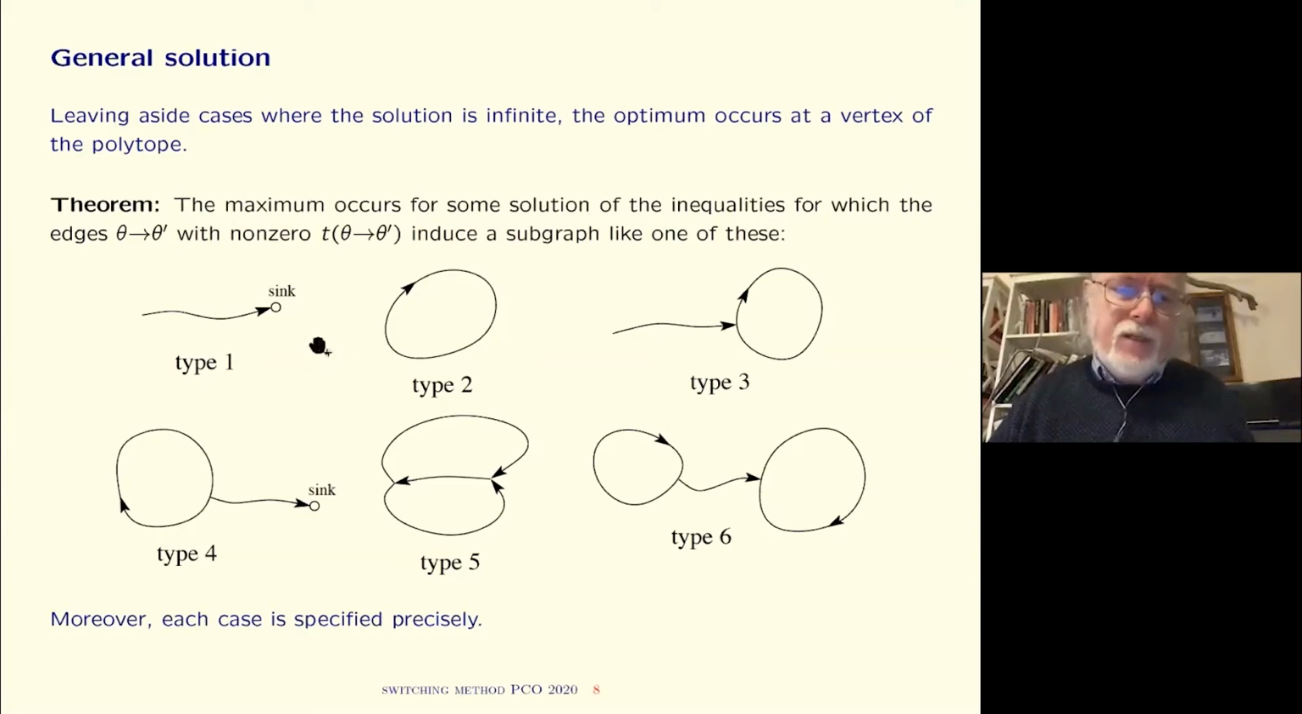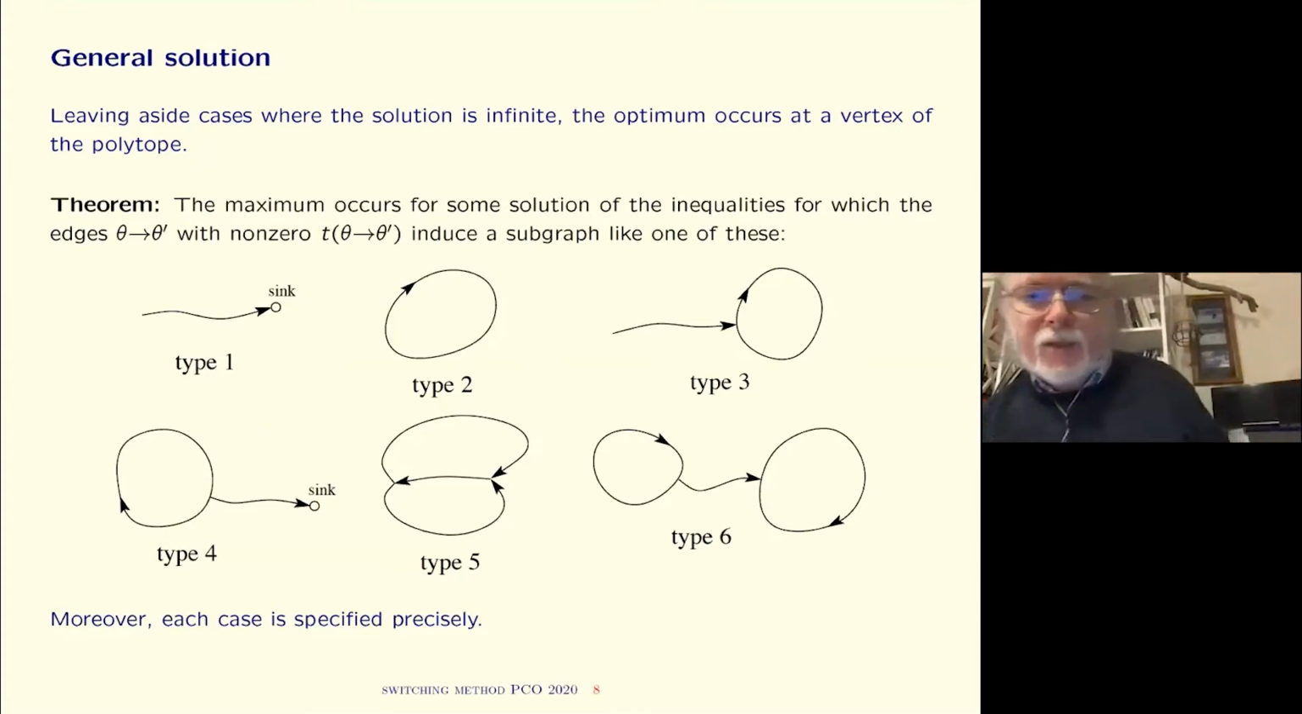And these pictures represent the edges in the graph for which the variable t of the edge is not 0, and it has to be one of these 6 shapes. Moreover, for any particular one of these, the solution is defined precisely. I haven't written it down here, but basically the inequalities are satisfied with equality along these edges. And everywhere else, every other directed edge in the whole graph has t of 0, which corresponds to s of 0 in the original formulation.